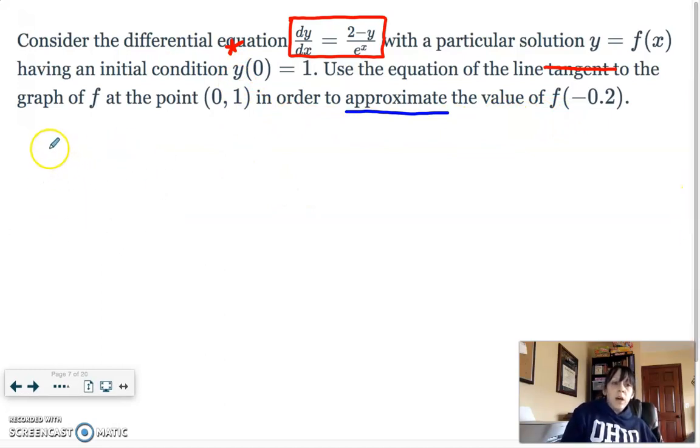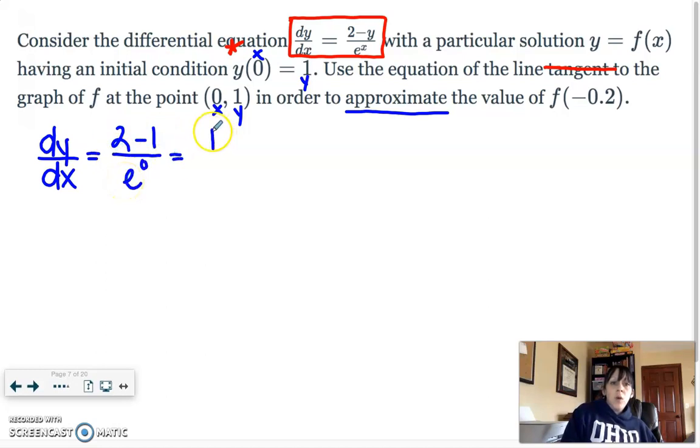All right, here we go. So we got dy dx, and we're going to plug in 0 for x and 1 for y, right? Because that's my ordered pair, 0, 1. So 0 is x, 1 is y. Let me make sure I do this right. 0 is x, 1 is y. Okay, so if I do the math, I'd get 1 over 1. So my slope is 1. Okay, slope is 1.